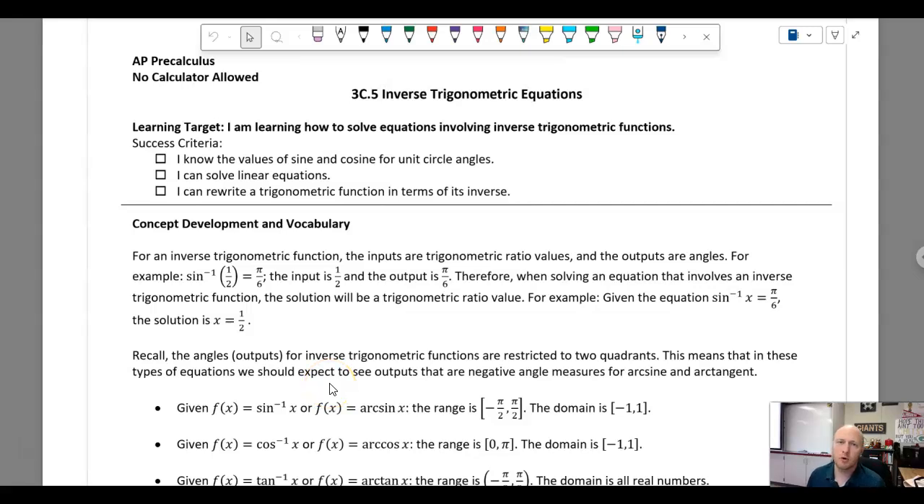Hi there, welcome to this video where we're going to solve some trigonometric equations that involve inverse trig. So again, you need to know your unit circle values, and not only sine and cosine of certain angle values, but also how to work this in reverse, where if I have a certain sine value of an angle that equals, say, 1/2, what angle is that going to return? So we'll use sine and cosine values from the unit circle. We'll solve linear equations and then rewrite a trig function in terms of its inverse.